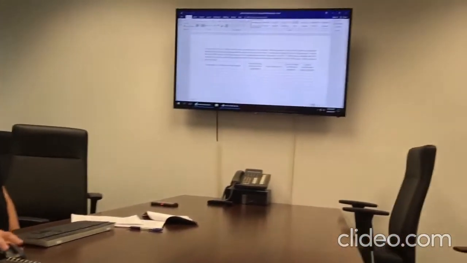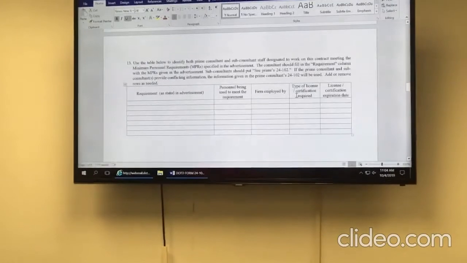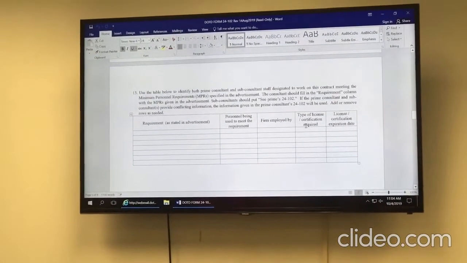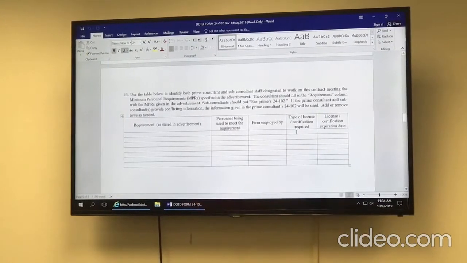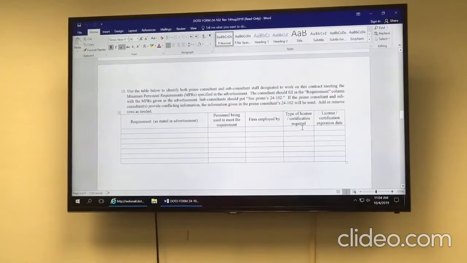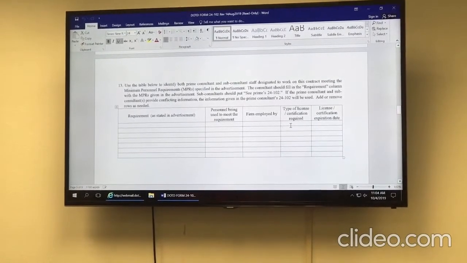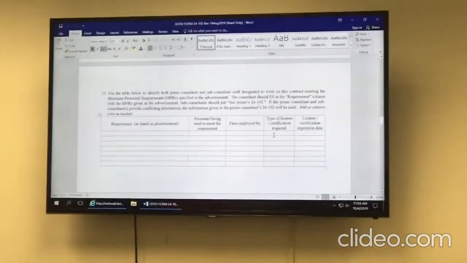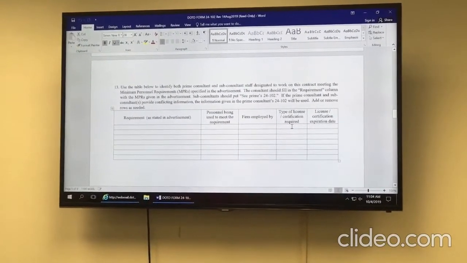What we would like, and this really isn't that big of a problem, but where you identify, in particular, the PEs and their license numbers, we also would like you to identify the state that the license comes from. Because when you look at the MPRs, we are requiring Louisiana licenses, and we want to make sure that the licenses that are identified are in fact Louisiana licenses when the MPR requires that.